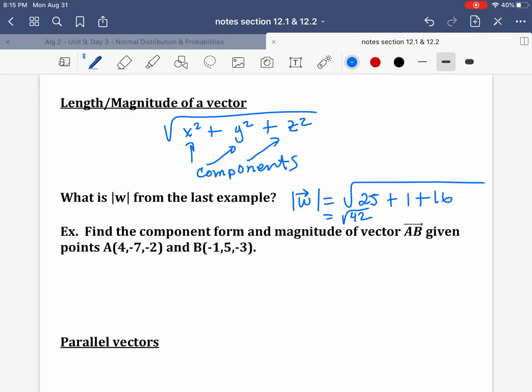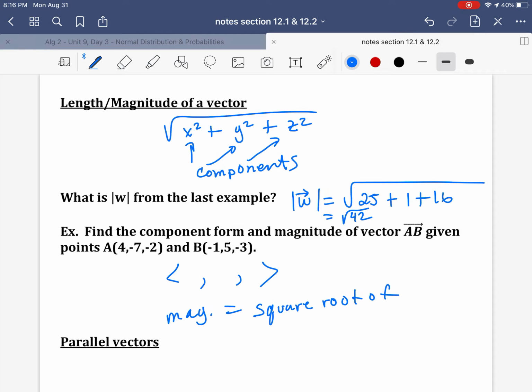All right, so find the component form and the magnitude of this vector AB given here. I'm going to leave that for you to tell me in the Edpuzzle. I want you to find the component form, and you can just put these little brackets and put the 3 numbers, and then also find the magnitude. You can write magnitude equals, and if it's a weird square root, you can just write square root of, and then put the number, okay?